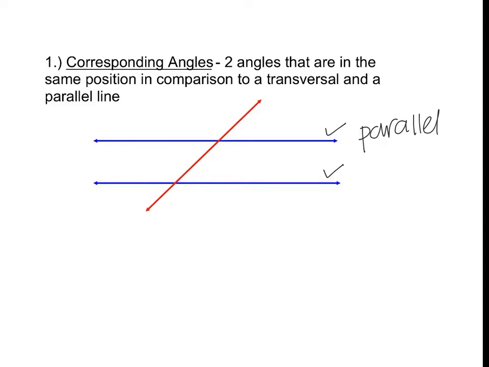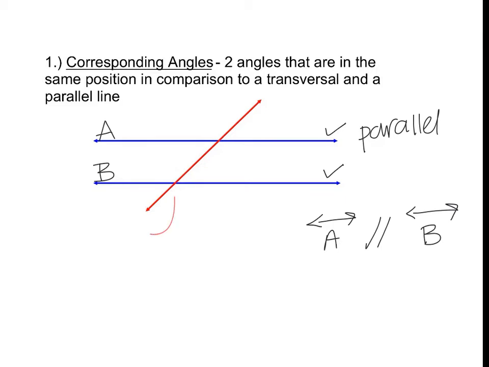Okay, so let's remember what we learned in lesson 7.1. Let's call this line A and let's call this line B. I can say that line A is parallel, remember that symbol, parallel to line B. Okay, those two lines are parallel.